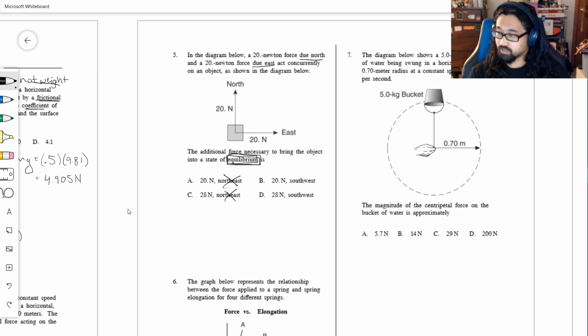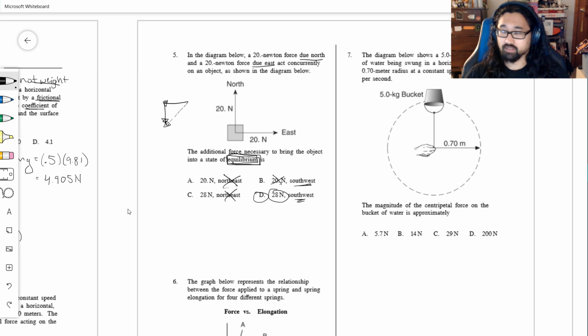Right? Because if you think about this, if I have to go this way and this way, then I actually need to make this side of the triangle. That's the hypotenuse. So I know it has to be southwest, but it also has to be 28 newtons. I can't just have 20, right? Because 20 southwest isn't enough to cancel all that out.